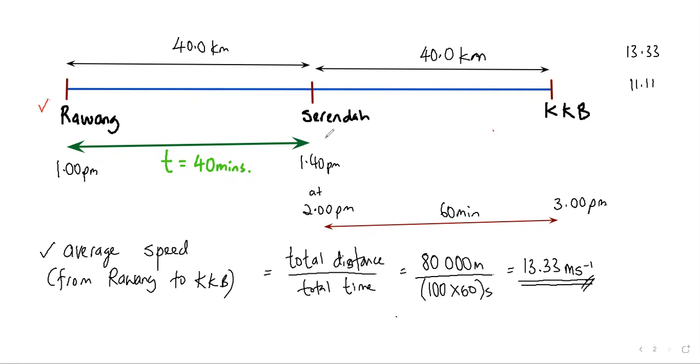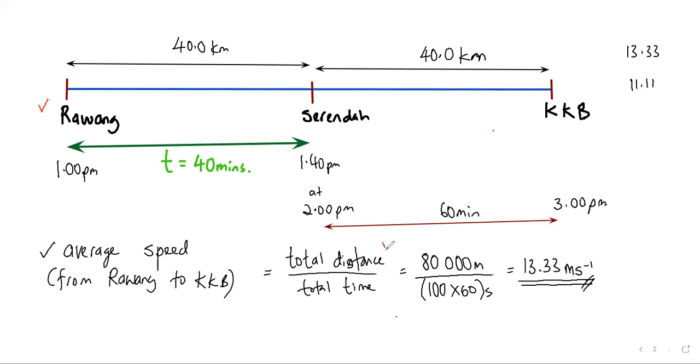You were resting. You stopped your journey for a while at Serenda, resting from 1:40 p.m. to 2 p.m. Then from 2 p.m., you started your journey again. You drove another 40 kilometers to KKB. It took about 60 minutes to reach KKB, because you reached KKB only at 3 p.m. So what should be the average speed?